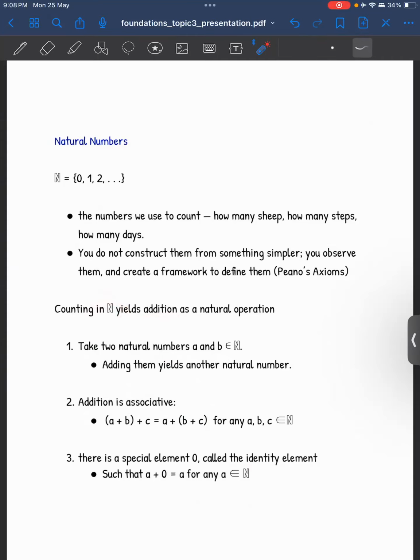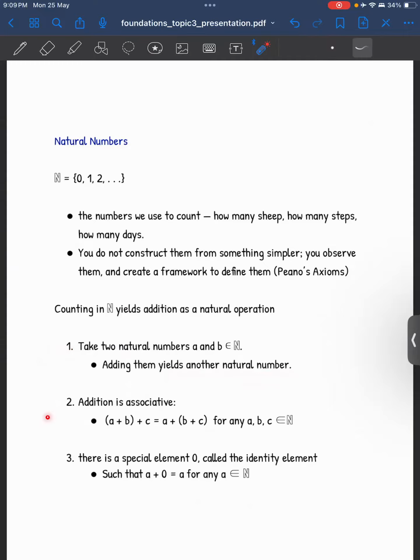So if you look at addition, there are three important properties you can abstract out. If you take two natural numbers and add them, it will always yield another natural number. So this is the first property that we are looking at.